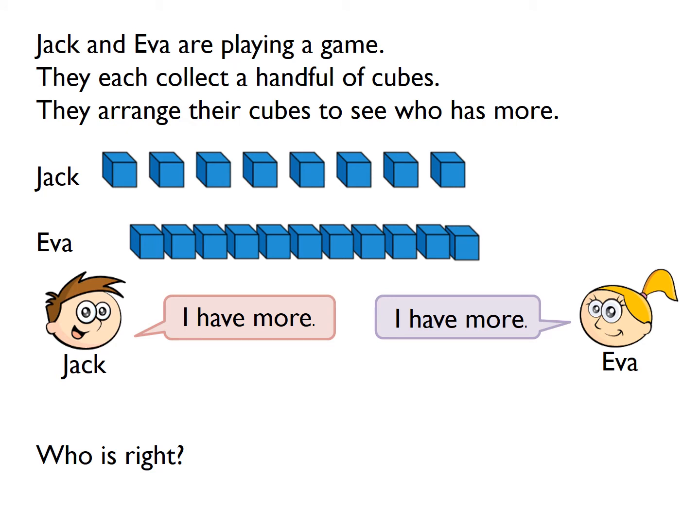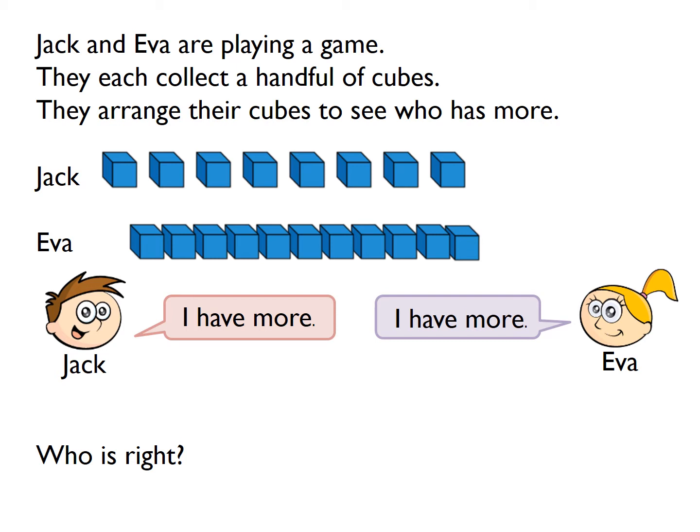Right, okay, let's start with this problem. So Jack and Ava are playing a game. They each collect a handful of cubes. They arrange their cubes to see who has more. But Jack and Ava can't decide who has more. I think that might be to do with the layout of their cubes. So have a go at finding out who has more, and can you explain why? So pause the video here and then we'll have a chat and go through it afterwards.